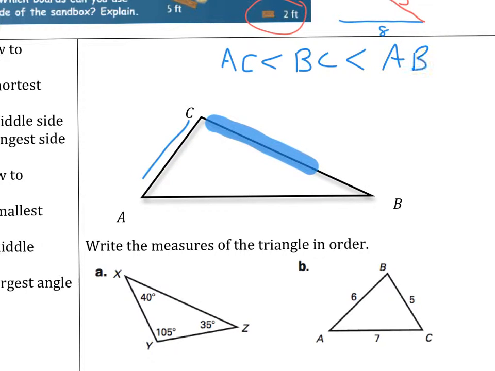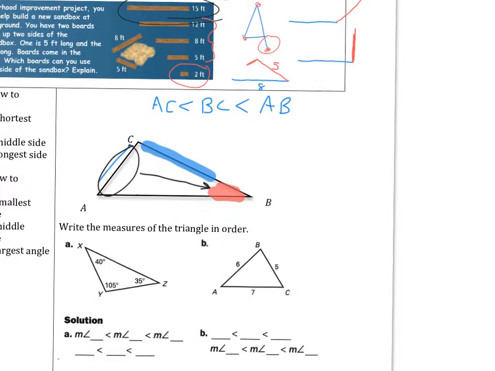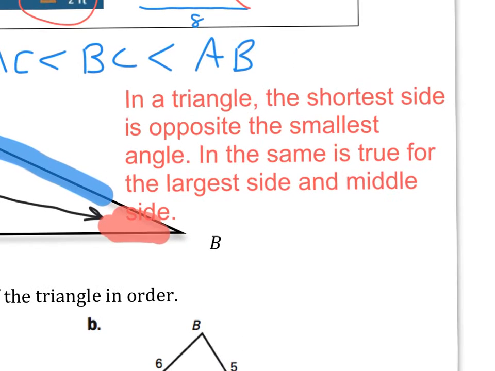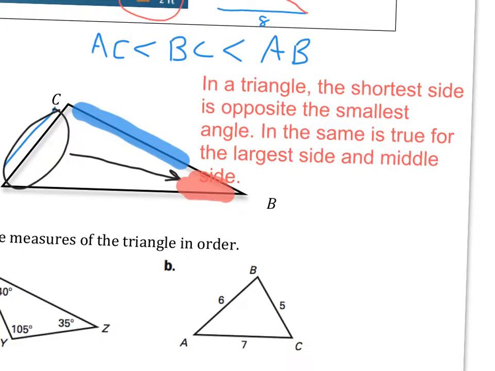Now let's see, how does that compare to angles? So look at this. This is the shortest side. What can you say about this angle right here? It's the smallest angle. Wow. In a triangle, the shortest side is opposite the smallest angle. It's also true for the largest side and the middle side. Now, it's also going to be true if there aren't small, medium, and large. If it's isosceles, you have to make an adjustment for that. So this is just a summary of it.